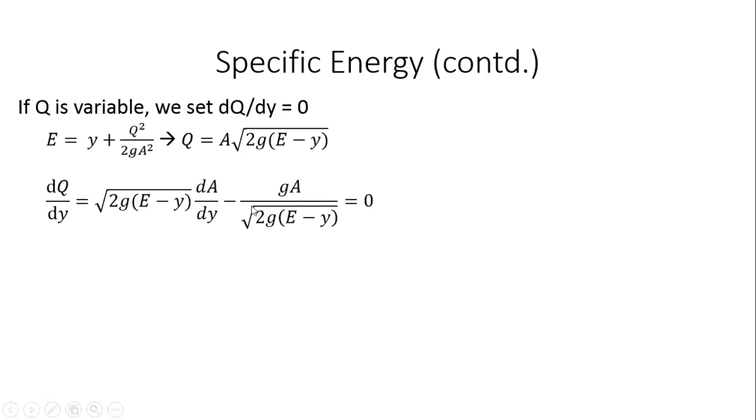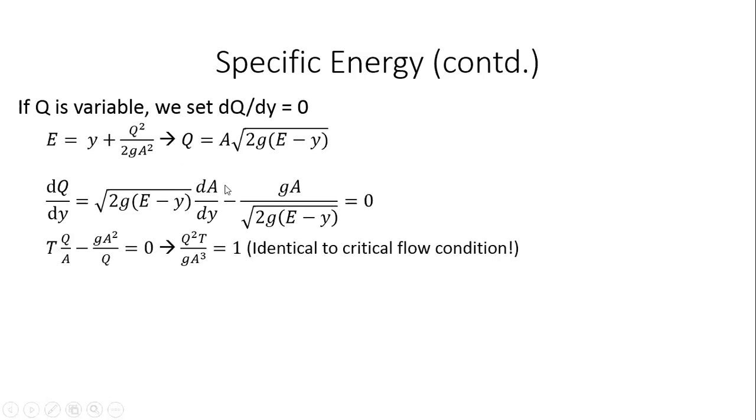Now, in this equation, we know a few terms. What is dA by dy? We just saw that in the previous slide. dA by dy is T, right? And what is this under root 2g (E minus y)? We see over here, that is equal to q by A, right? So I'll replace this under root 2g (E minus y) in both these terms with the expression q by A, which is simply this expression, right? So I'll get T dA by dy into q by A, this square root term, minus g A divided by q by A. So I get T into Q by A minus g A square by Q equal to 0.